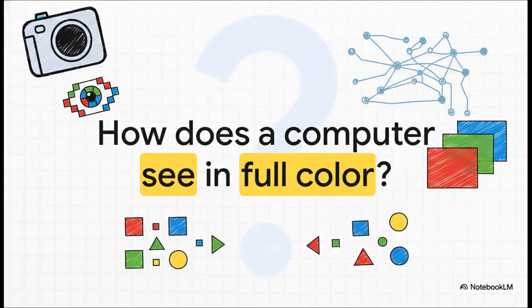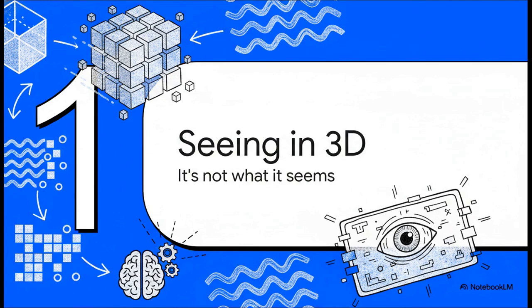So let's kick things off with a question that sounds super simple on the surface, right? How does a computer see in full color? But the answer is the secret sauce to understanding how all of modern computer vision really works. To get our heads around this, the very first thing we have to do is flip our own perspective. We need to stop thinking about a digital image like we see it, because for a computer, it is absolutely not just a flat picture.